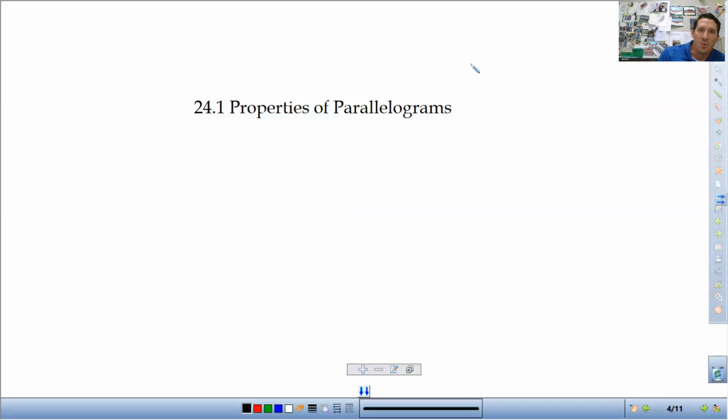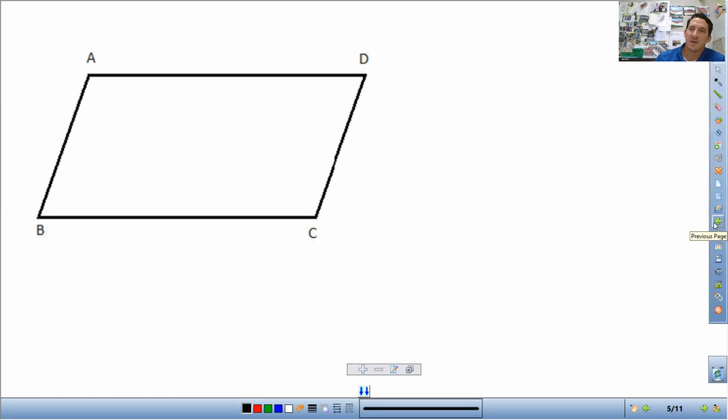All right, IM1 classes. We are talking about properties of parallelograms, moving on in our polygon unit. We wrapped up talking about triangles and different properties of triangles. Now we're going to move on to quadrilaterals, and more specifically parallelograms. Let's talk about what a parallelogram is first and some of the properties.